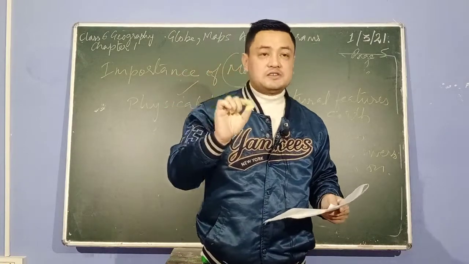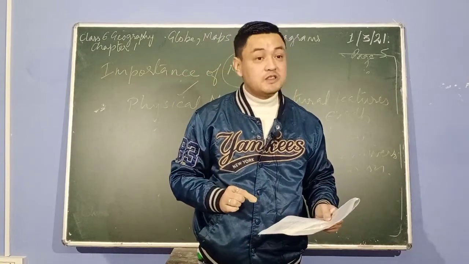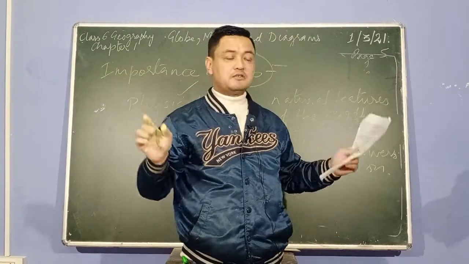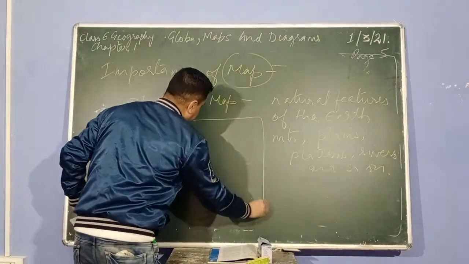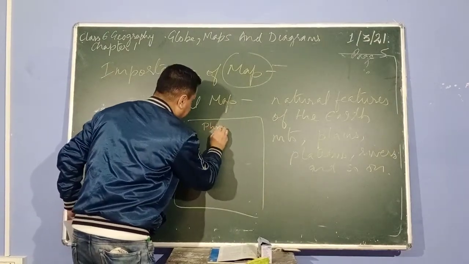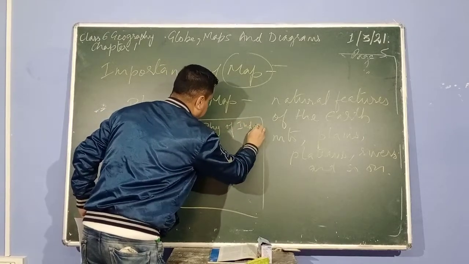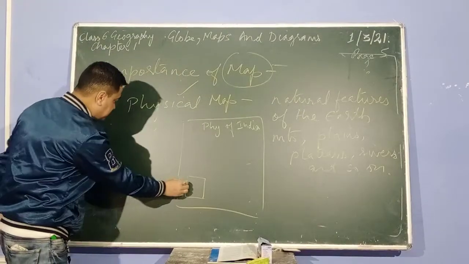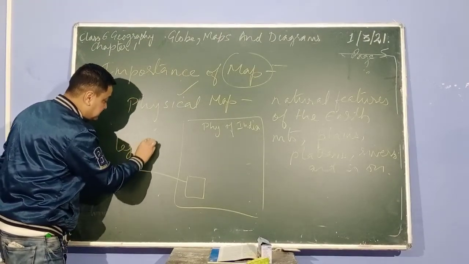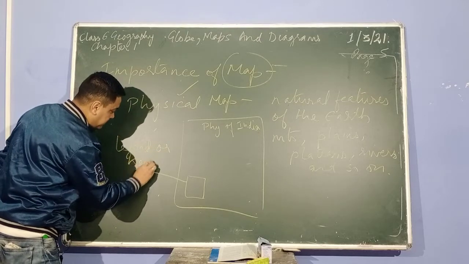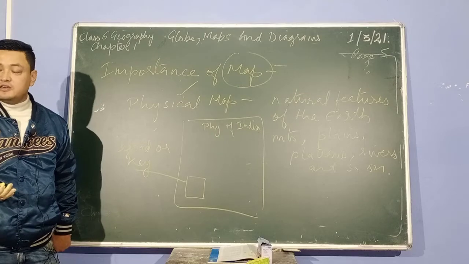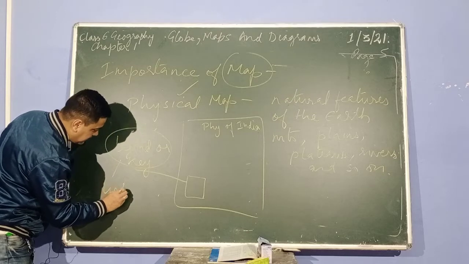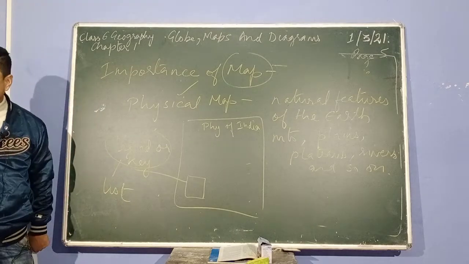And these things are shown with appropriate symbols and signs in a map. Now, let's take for example a particular map. There might be the physical map of India. Below the physical map of India, on the right hand side or on the left hand side, you have a box. This box is called a legend or key, K-E-Y, key, like a chabi. It's called a key or a legend. What is this? This is called a list, L-I-S-T, list, in simple language.